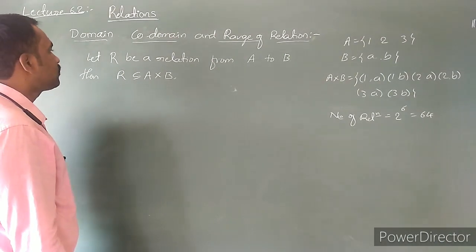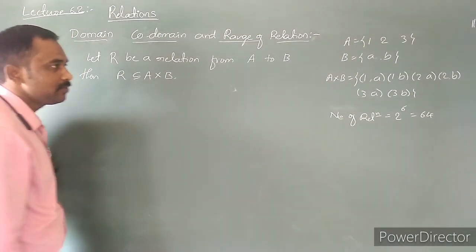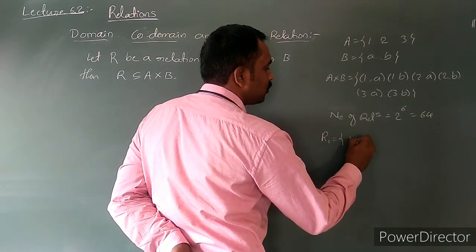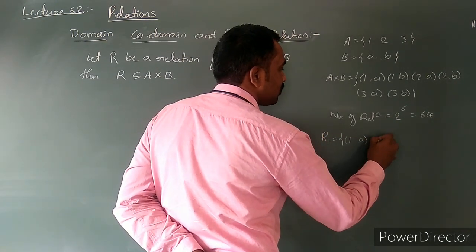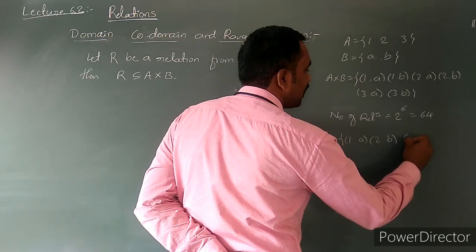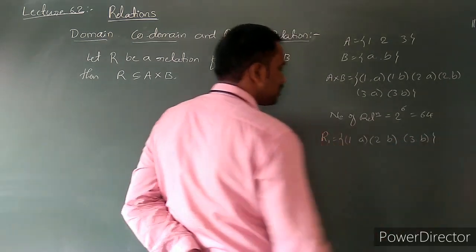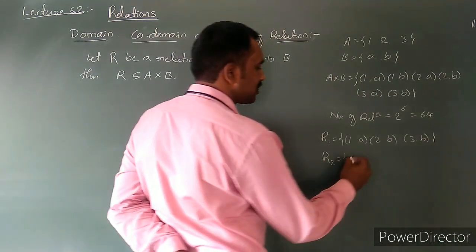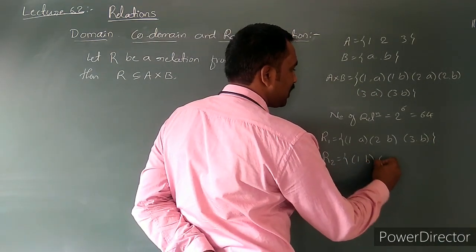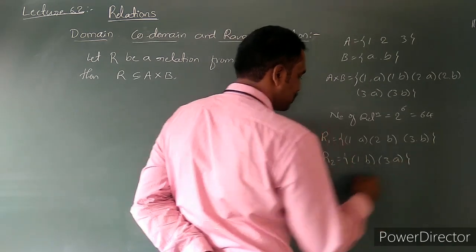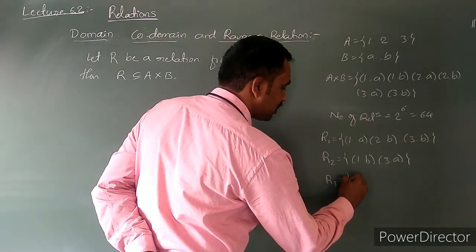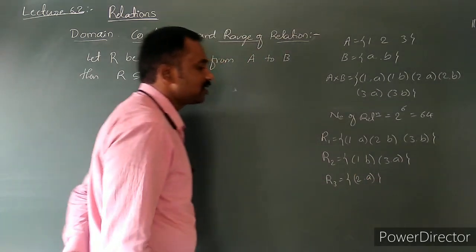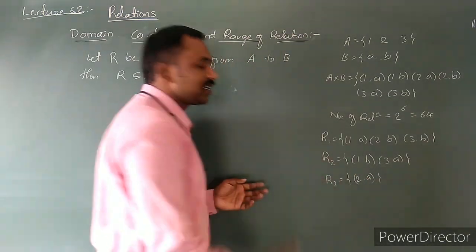What are the few relations we can discuss here? I am just going to write one of the relations, R1 equal to {(1, a), (2, b), (3, b)}. This is one relation I just consider. Second relation, whatever relation you can consider, no problem: R2 = {(1, b), (3, a)}. R3 is equal to {(2, a)}, only a single element. These are the three relations I just consider.